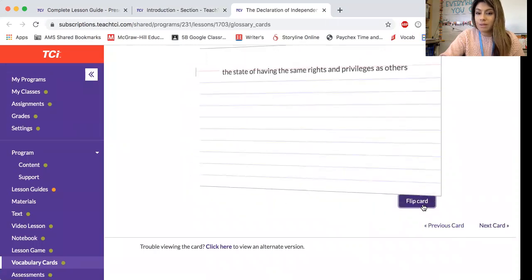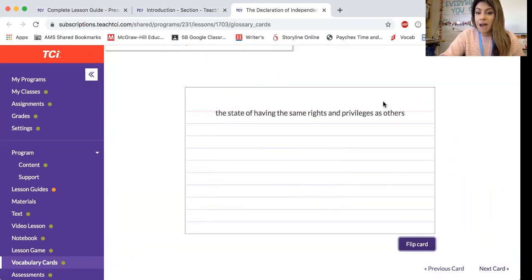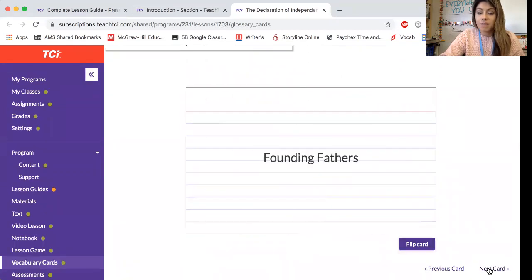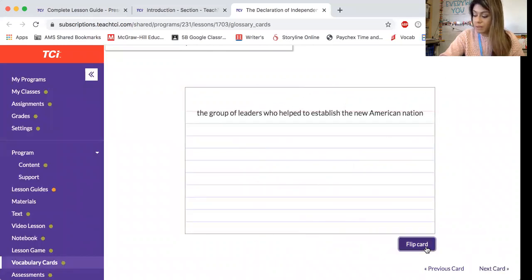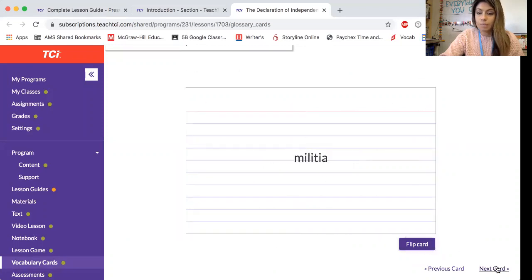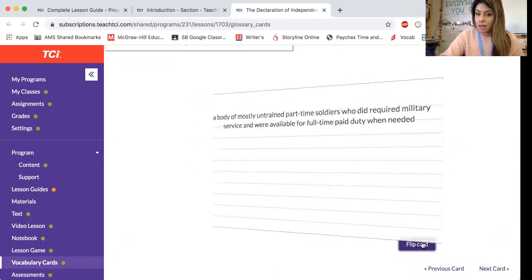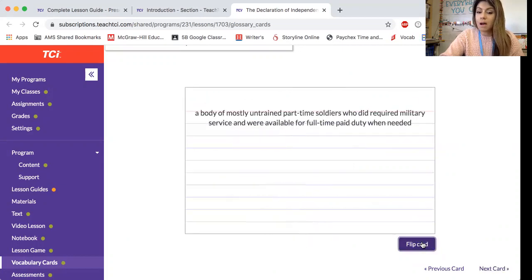Equality, which means the state of having the same rights and privileges as others. Founding Fathers, the group of leaders who helped to establish the new American nation. Militia, which is a body of mostly untrained part-time soldiers who did required military service and were available for full-time paid duty when needed.